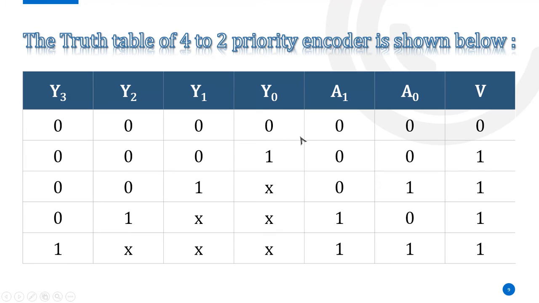So the truth table of the 4 to 2 priority encoder is shown below. Just see the priority encoder over here. You are eliminating the rest of the ones. If there is a one over here, we are ignoring that. So this pattern is called the 4 to 2 priority encoder. Only one will be taken. See, each line is there, and over here only one is taken, not all ones will come into play.